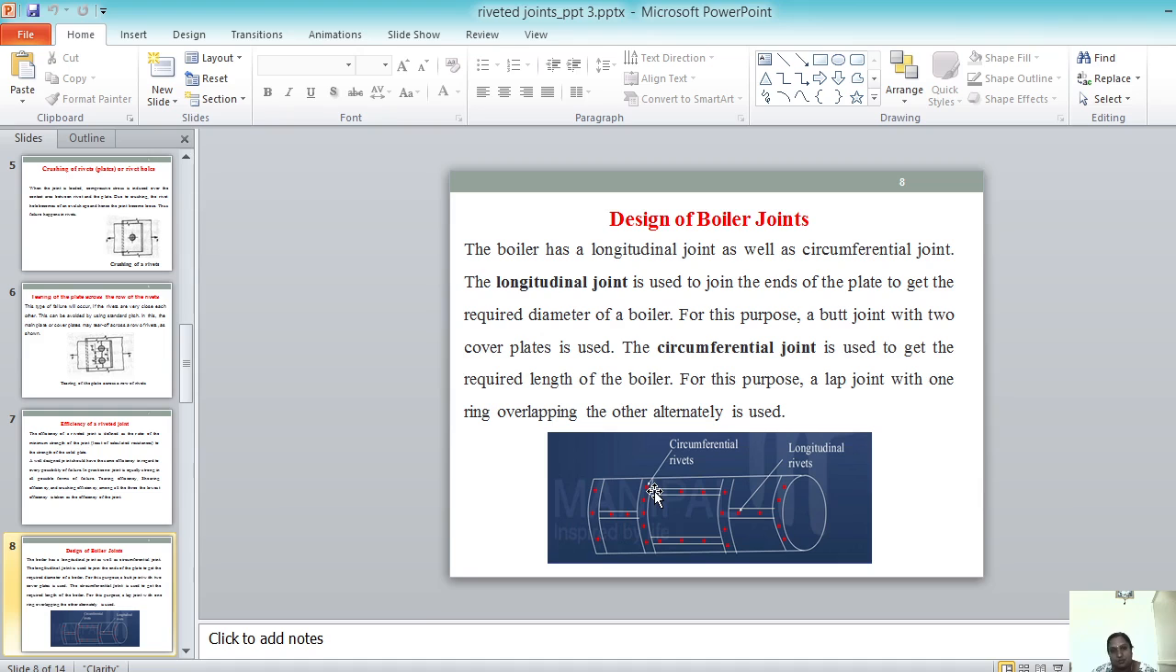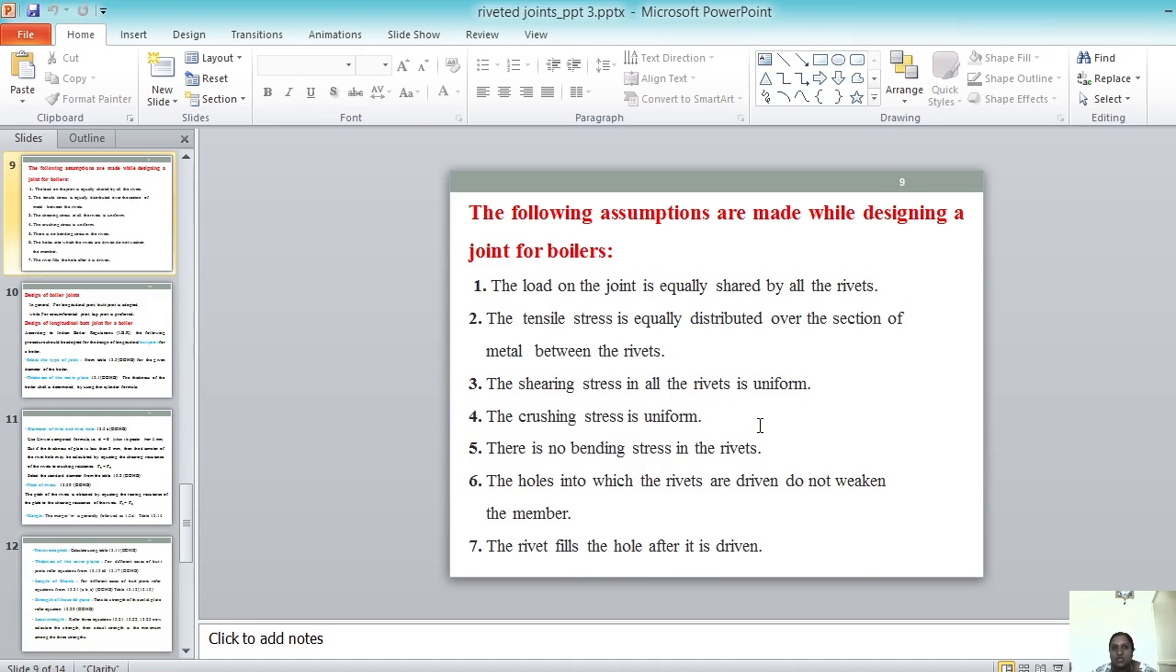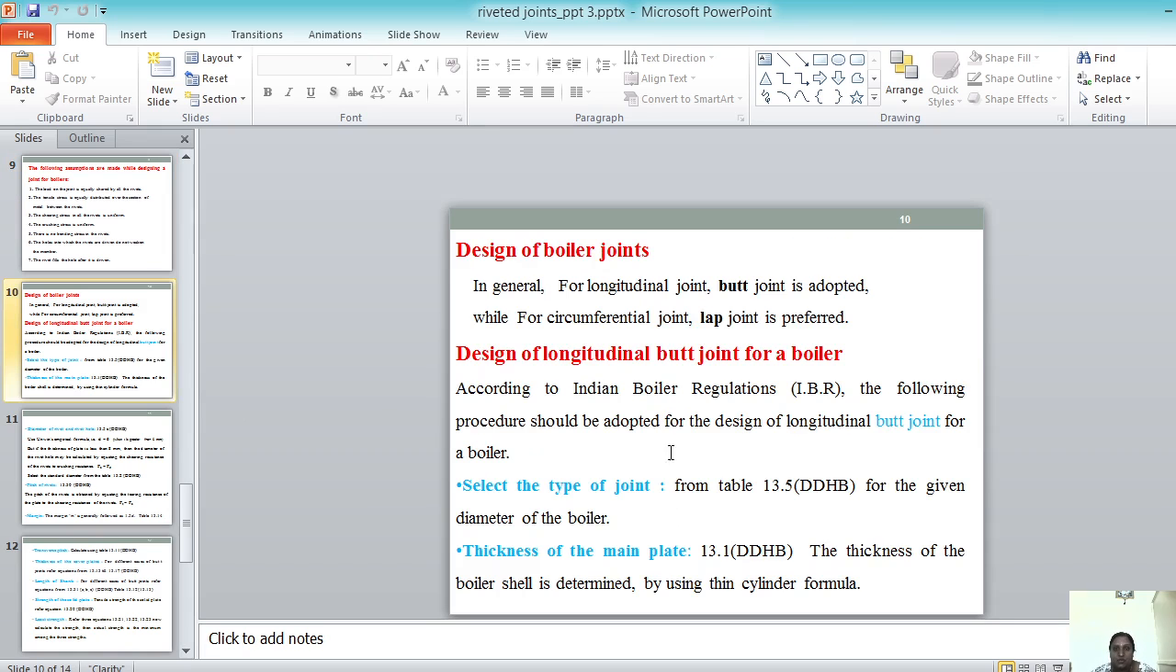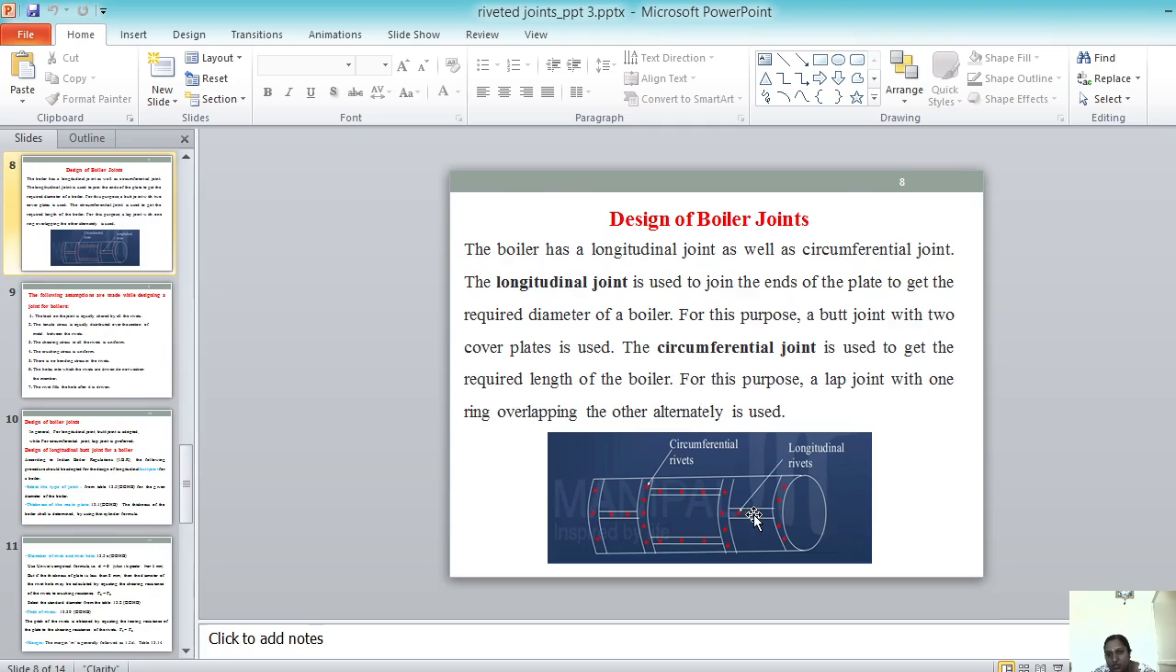In the boiler, we have both circumferential riveted joints as well as longitudinal joints. Before going to the design of boilers, we have made many assumptions. From the first session, I keep telling you design is a lot of assumptions. The longitudinal joints are going to be butt joints, and circumferential joints are going to be lap joints. Basically, it is like this. These are butted and these are lapped. So a boiler has both longitudinal and circumferential joints.